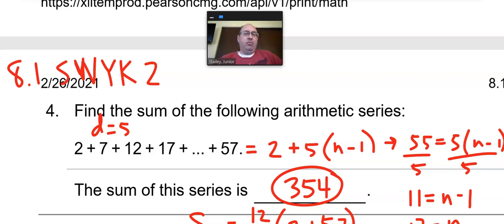All right, we're back with 8.1 Week 2. I had to split the last one because I thought I could get more done.